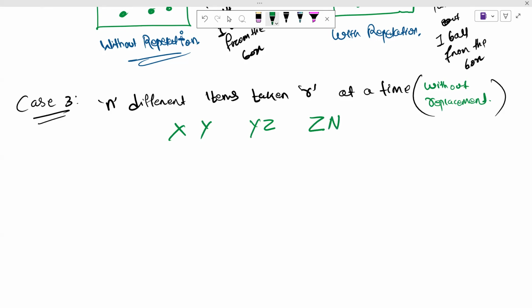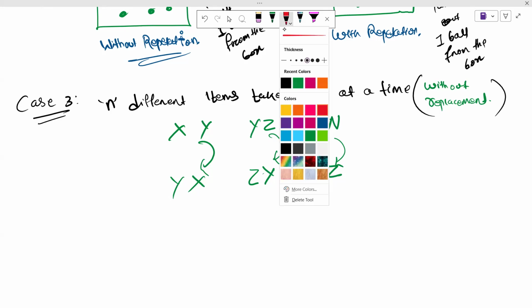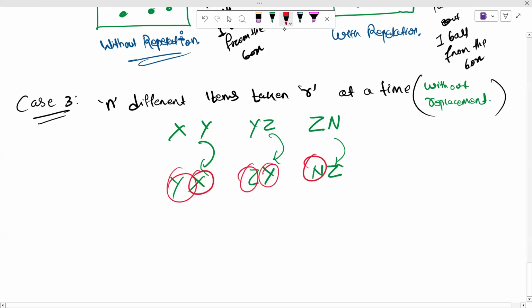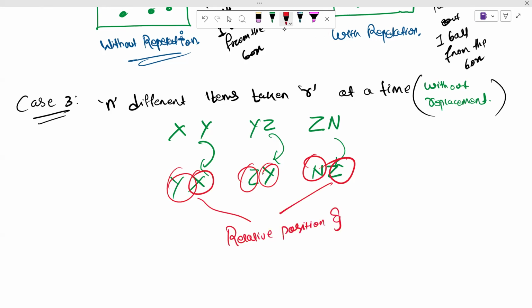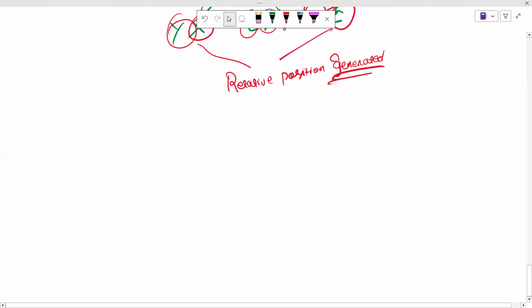Now if I change the position, so here X and Y, similarly Y, Z, and next Z and X. Will it have an impact? The position is changing, and this is known as the relative position. Now the relative position is generated.